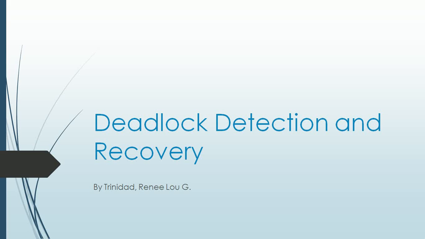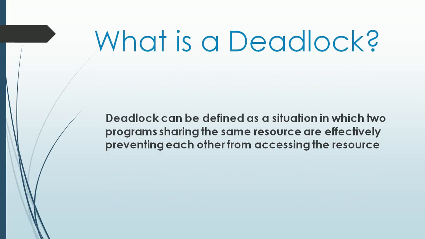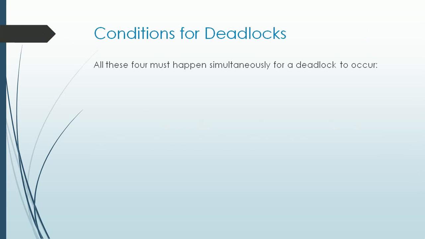Deadlock detection and recovery. What is a deadlock? Deadlock can be defined as a situation in which two programs sharing the same resource are effectively preventing each other from accessing the resource, resulting in both programs malfunctioning. All these four conditions must happen simultaneously for a deadlock to occur.